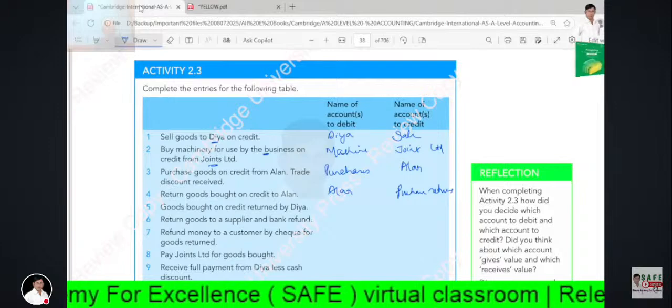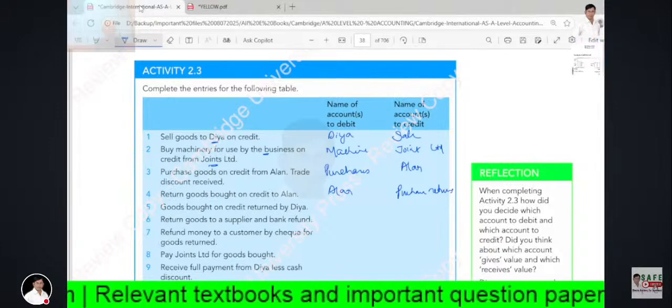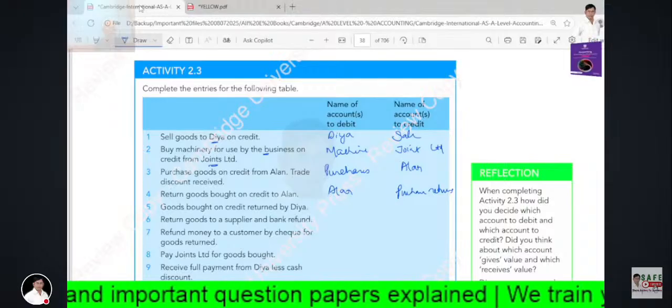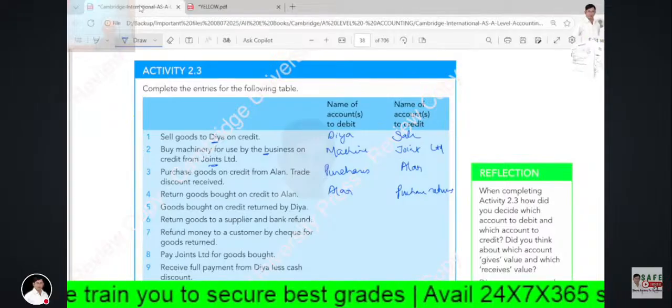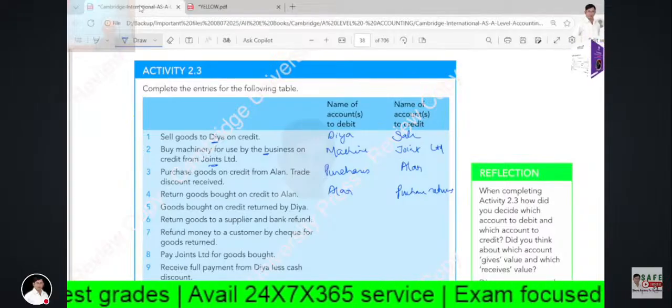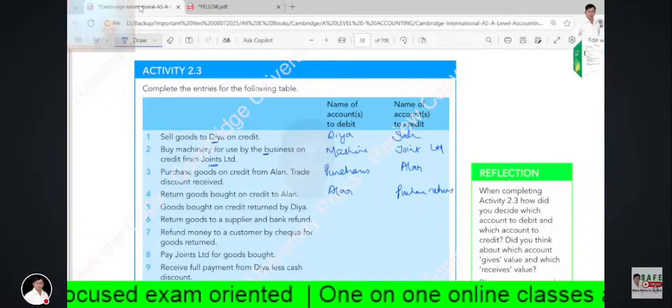Goods bought on credit returned by Dia. So what has happened? We had sold goods to Dia on credit, and now we are receiving them back. So the opposite of sales is sales return.